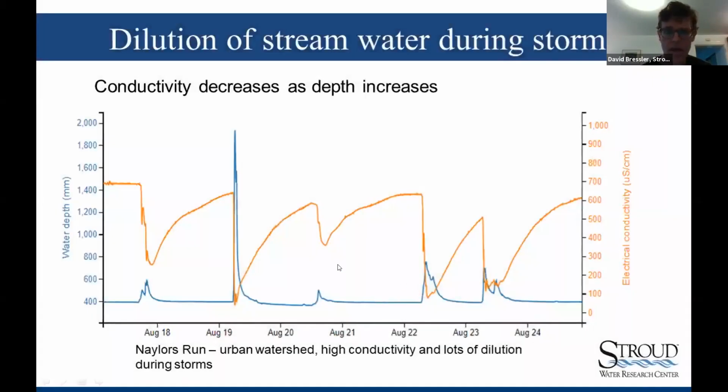Here's the dilution pattern I was talking about with regard to conductivity. So you can see a base flow conductivity here of between 600 and 800, which is pretty high. This is a station in the Philly area, Nailers Run. It's an urban watershed, and you can see with each depth increase, there's a decrease in conductivity. Stormwater is generally lower in conductivity, lower concentration of ions than stream water, which has higher ion concentration, higher conductivity.